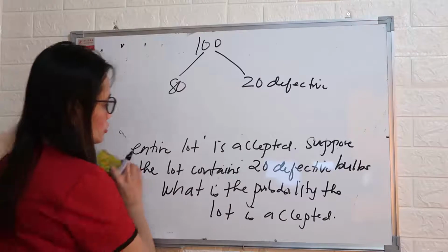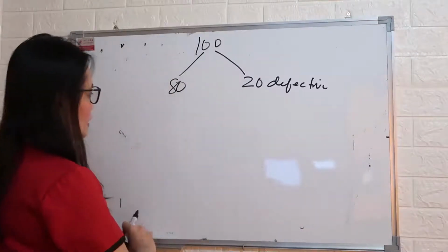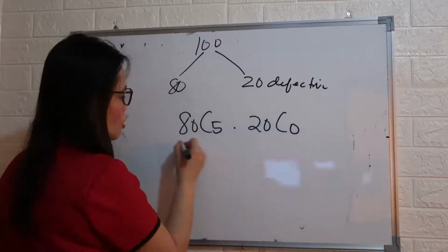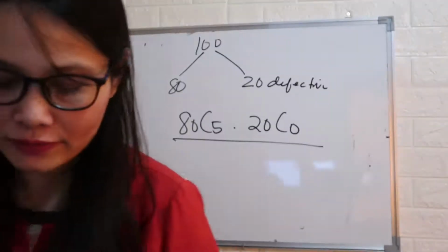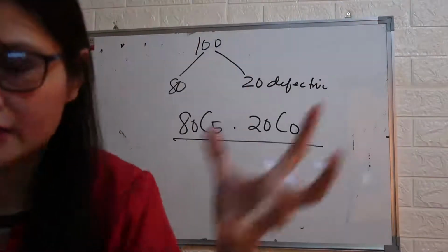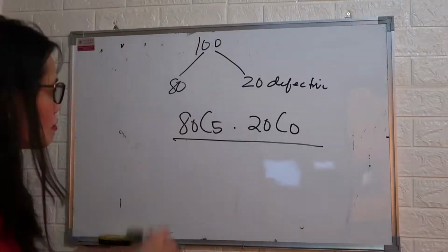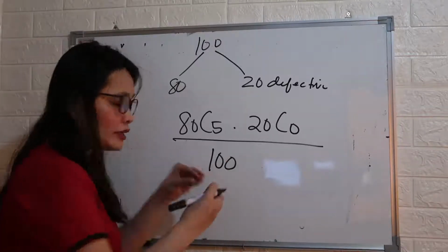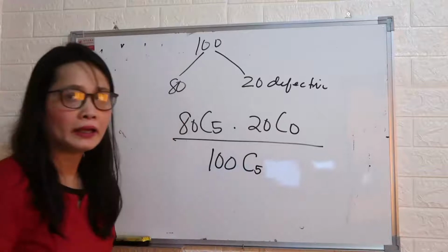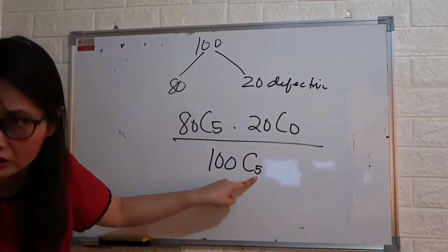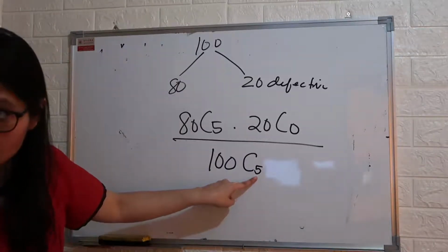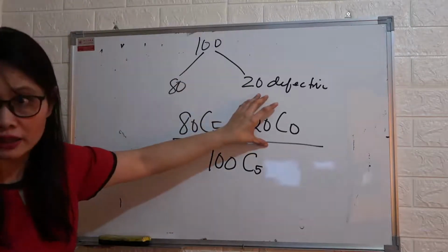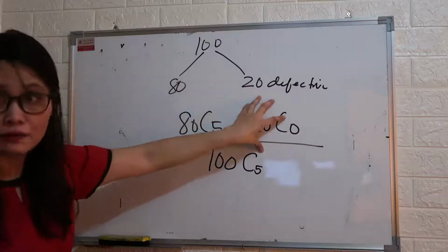So how do we answer that one? That would be 80 taken 5 multiplied by 20 taken 0, all over how many lights do we have? The totality, how many? There are 100 light bulbs. So out of that 100, we need to select 5, but those 5 must be accepted, meaning not defective. So you do have 2 groups. What is the first group? Accepted, not defective, and then defective.